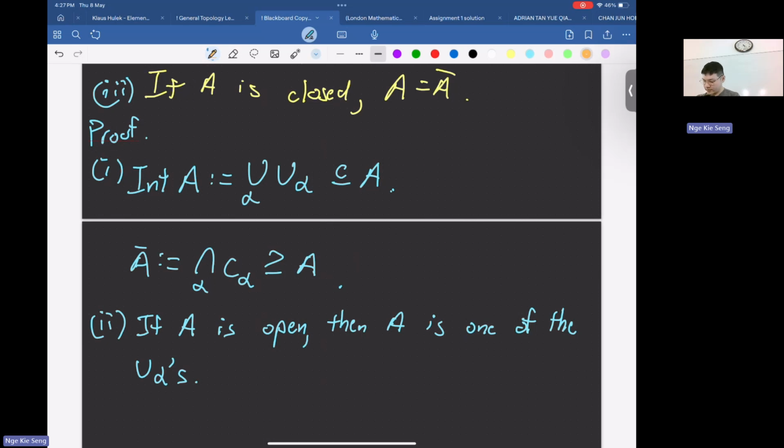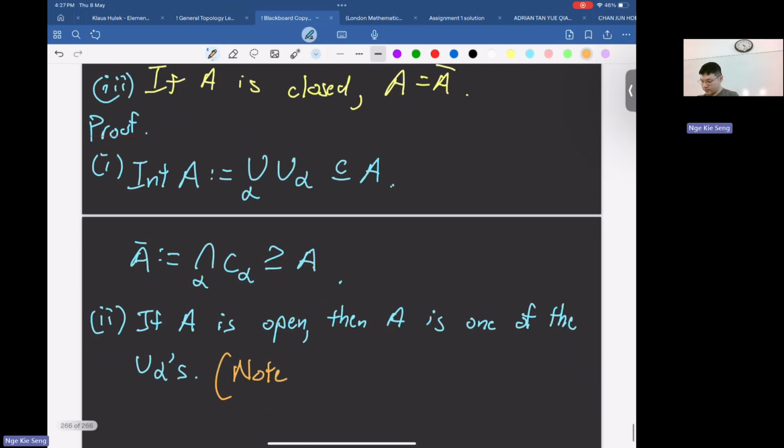The interior of A can be written as the union of U alpha, union A, which is obviously equal to A. Okay.